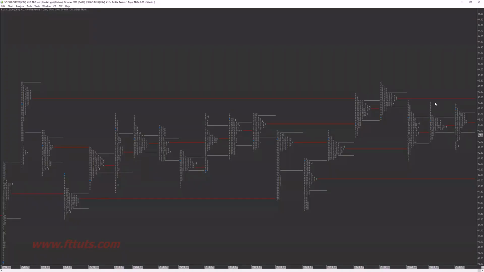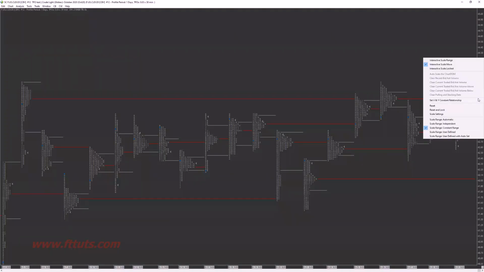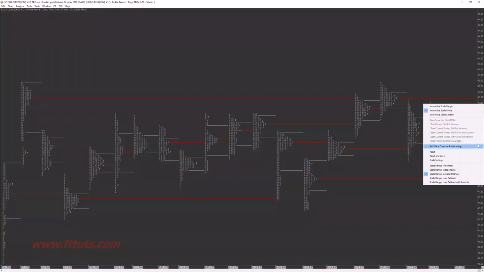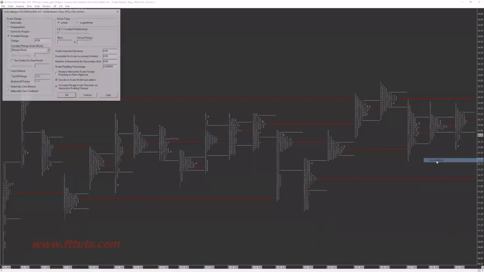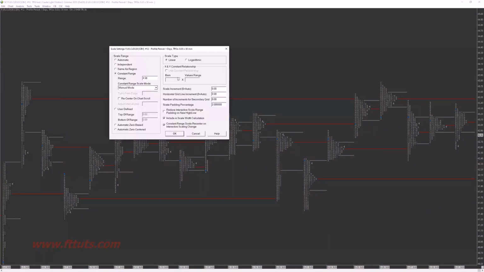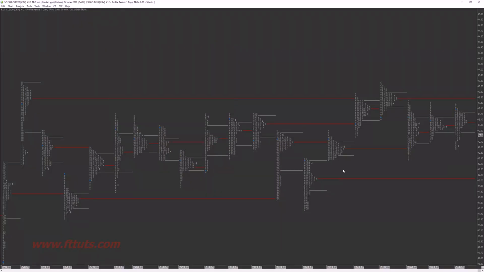Now, real quickly within Sierra, how do you do that? I think the steps are to first right click and select constant range, because you've probably gotten it to the point that you like it. And then after you do that, right click and go to scale settings, and then make sure it's constant range. Make sure this is not keep the last bar within view or something, manual mode, and then uncheck recenter on chart scroll and hit OK, and you will be set.